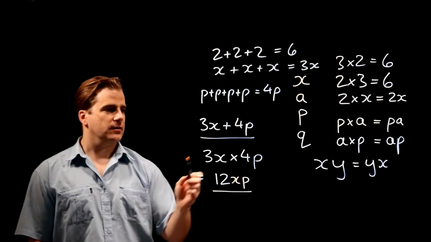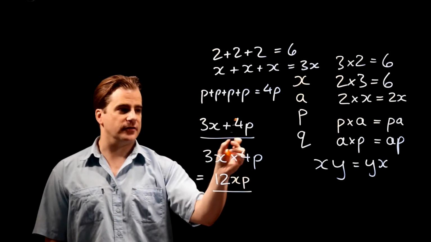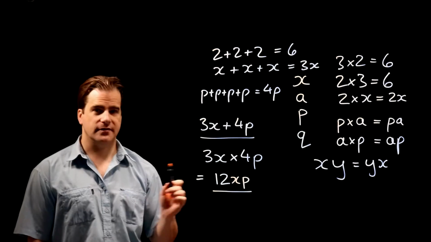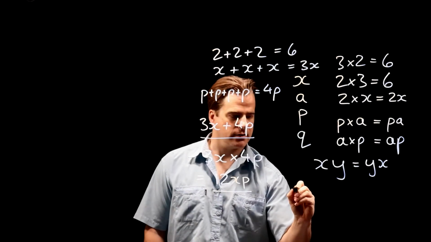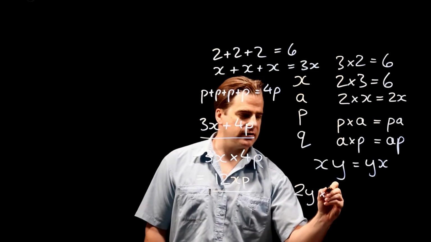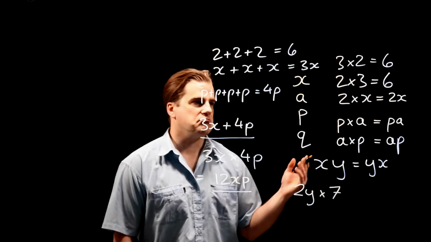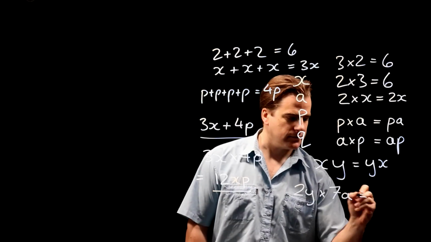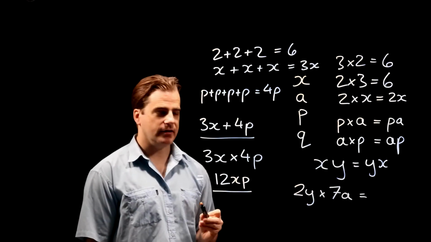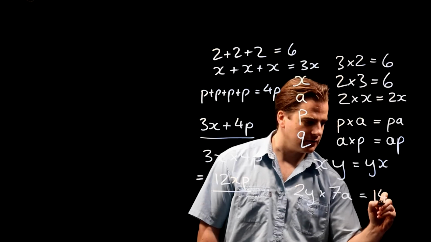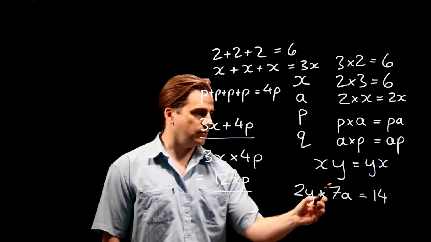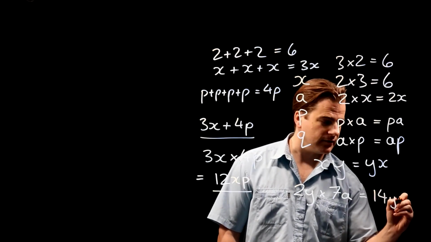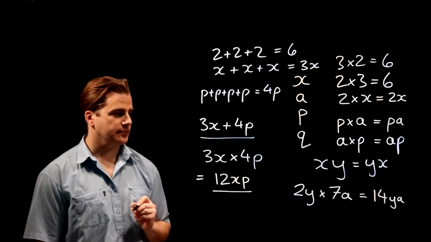So, when you've got different types of variables, you can't add them, but you can multiply them. Okay? Let's do another example. Let's do 2y times 7a. Okay? Same thing as before. Multiply the numbers together. 2 times 7 is 14. And multiply the letters together. Y times A is YA. Or AY. It doesn't matter. You can write it either way round. Okay?